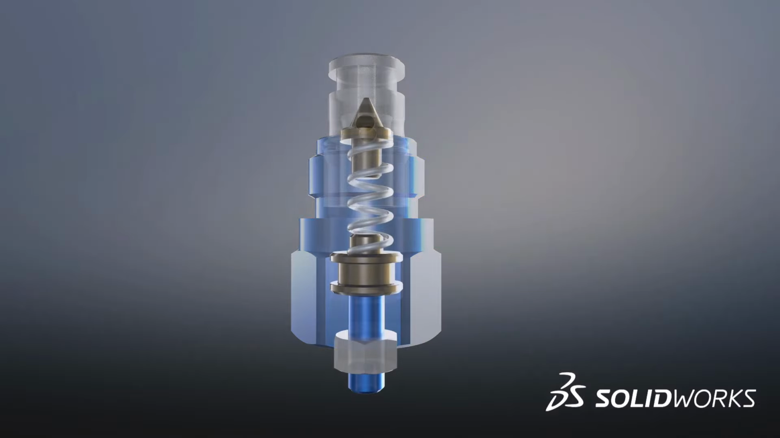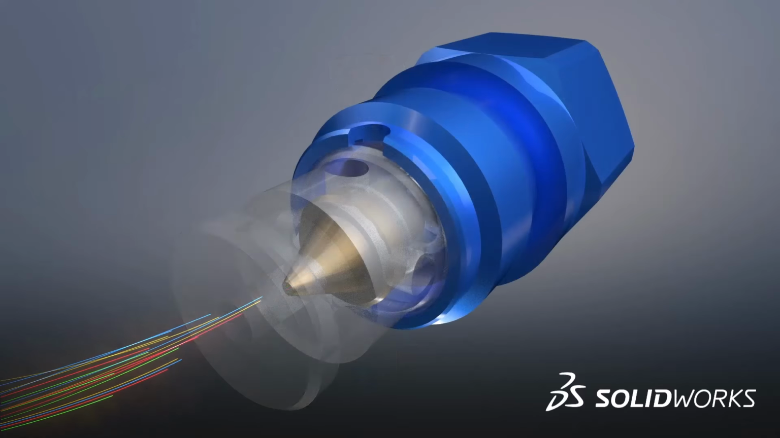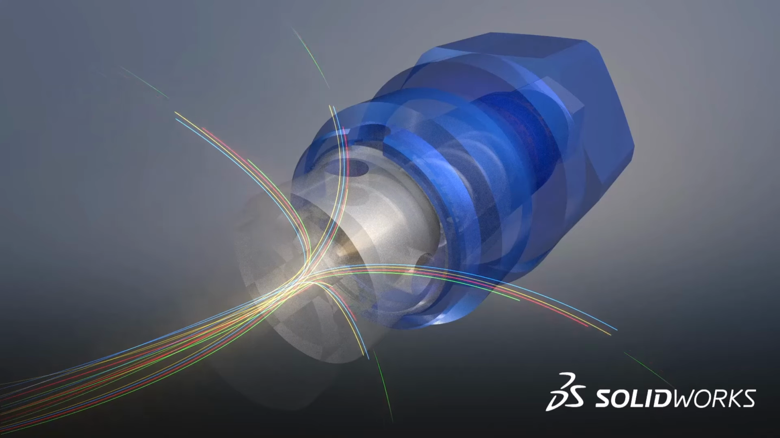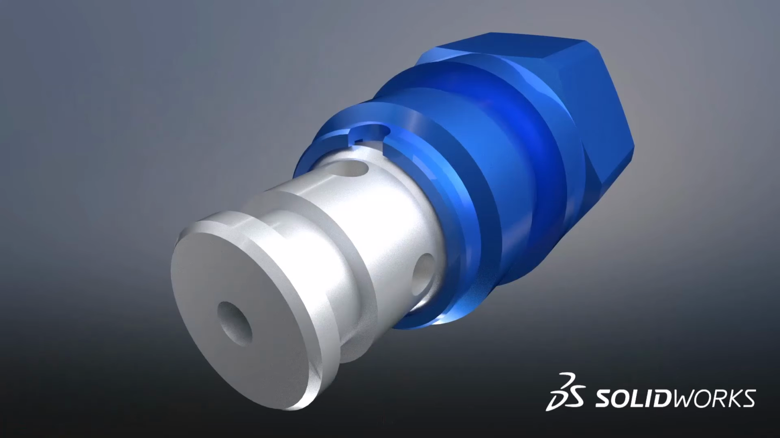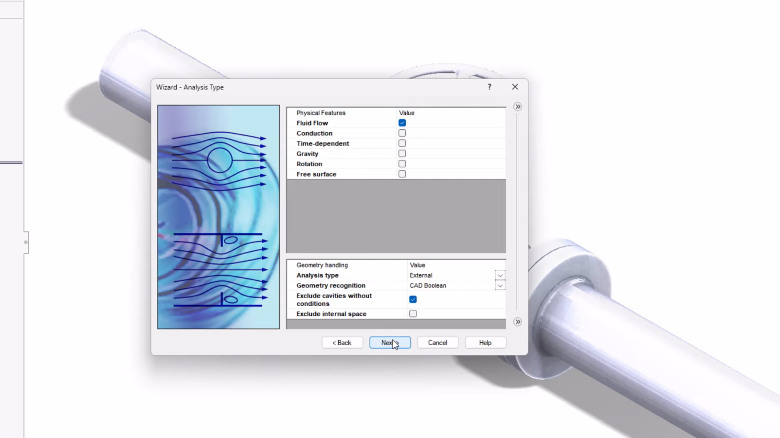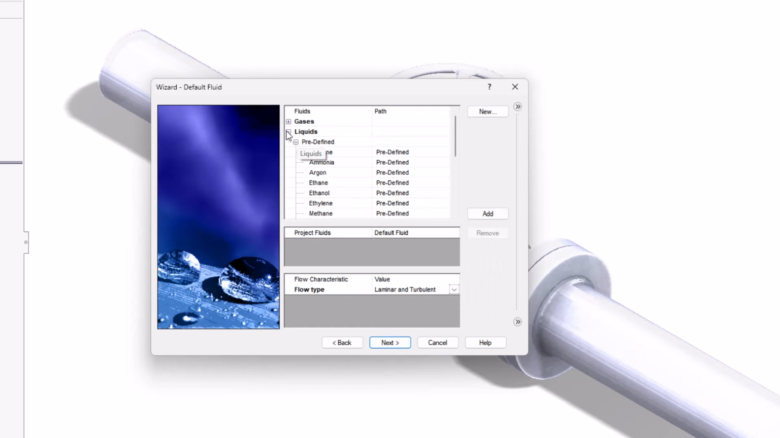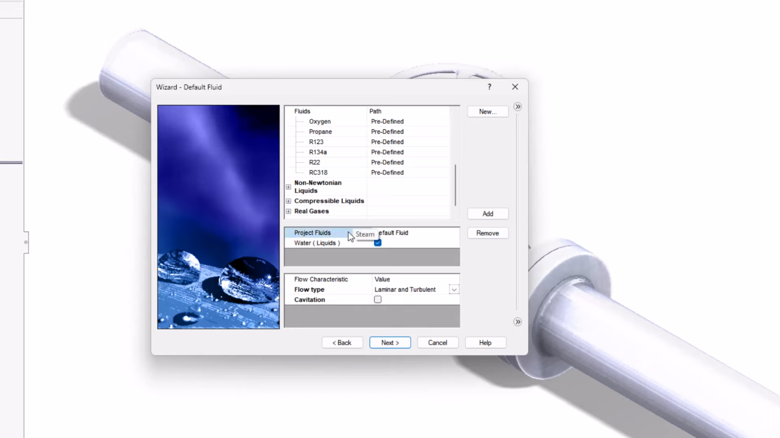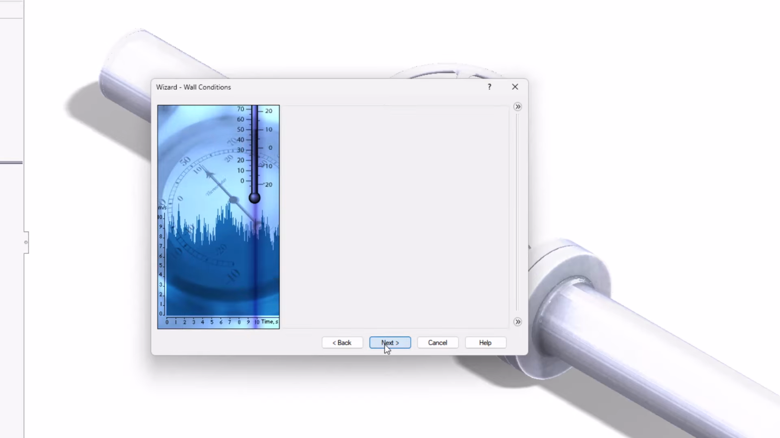Valve performance is all about precision. Tiny pressure drops, turbulence, cavitation can ruin performance or cause premature failure. Define key parameters such as analysis type, fluid properties, and initial conditions to set up the study using an intuitive wizard.